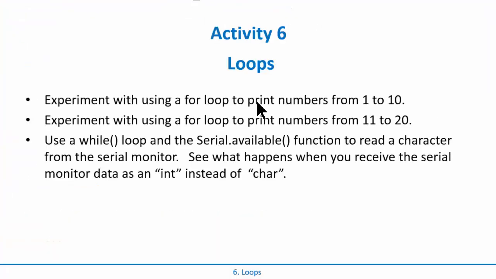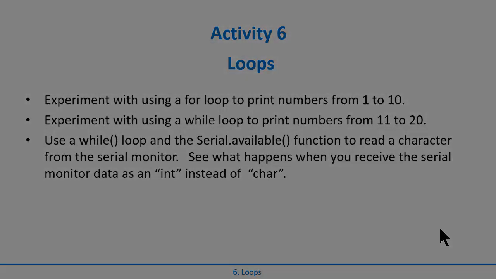Okay, so go ahead and play around with that. Do a for loop, do a while loop: use a for loop to go 1 to 10, print 1 to 10, use a while loop to do 11 to 20, and then use this while loop and this Serial.available function to read a character from the serial monitor. That's going to be a big one. That's something you can use like crazy. So go ahead and play around with that, and pause the video and see how it goes.